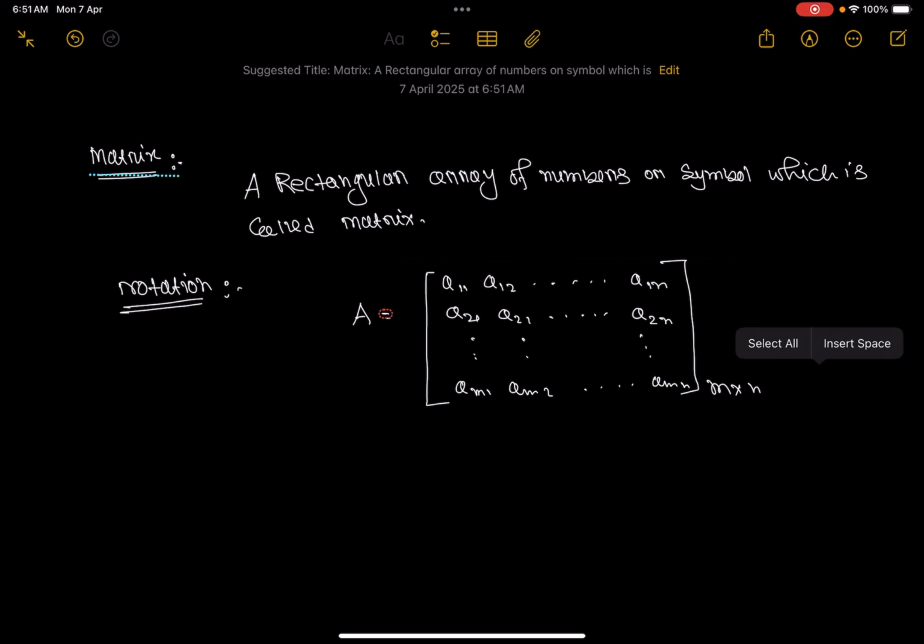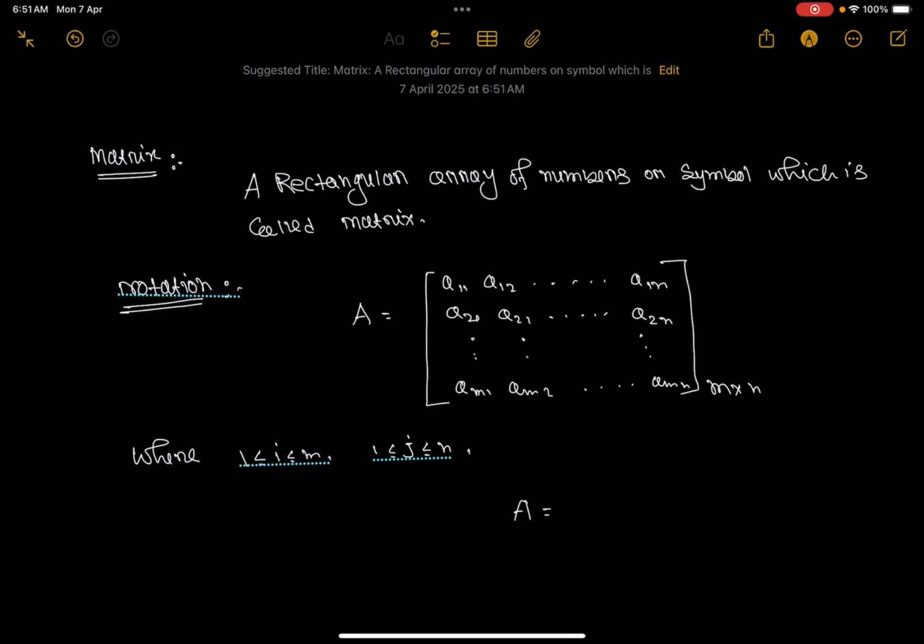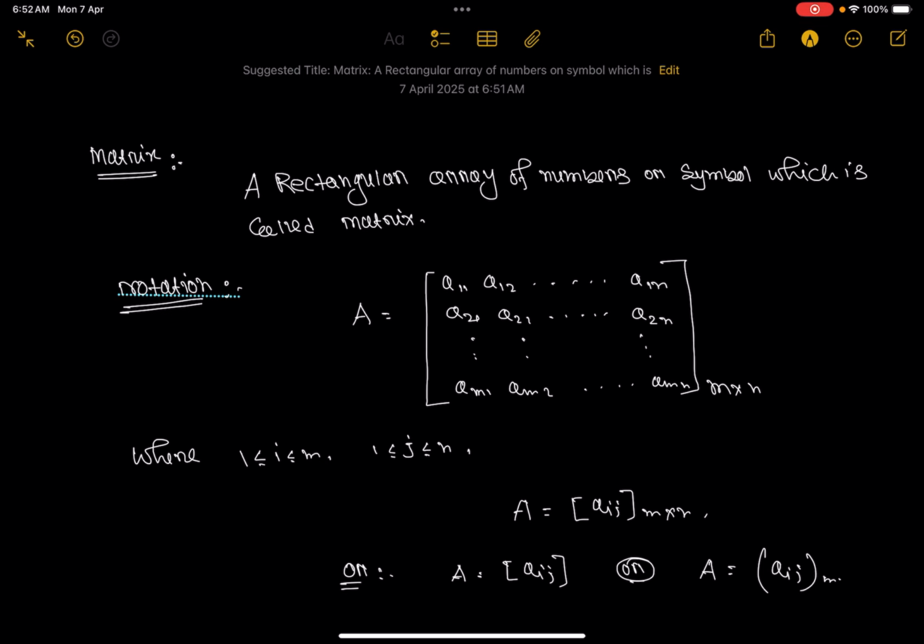where 1 is less than or equal to i less than or equal to M, and 1 is less than or equal to j less than or equal to N. It can be written in compact form as A equals A of ij in M cross N. Otherwise, it can be written as A equals A of ij, or as A equals A of ij of M cross N.